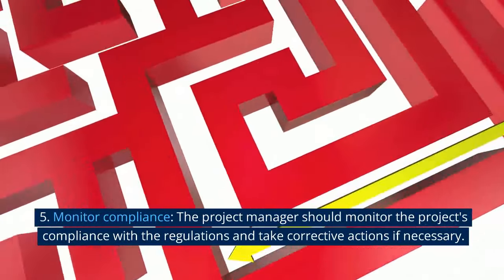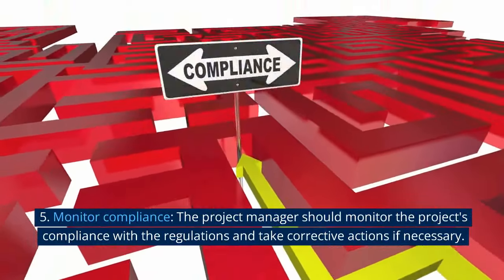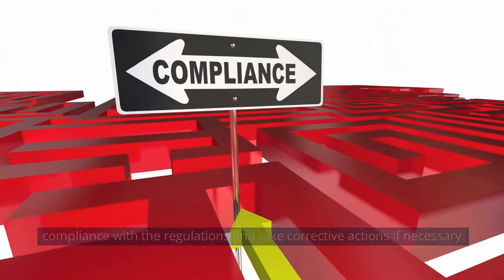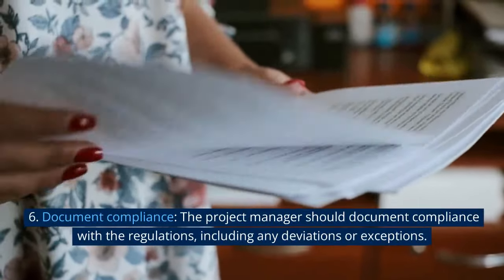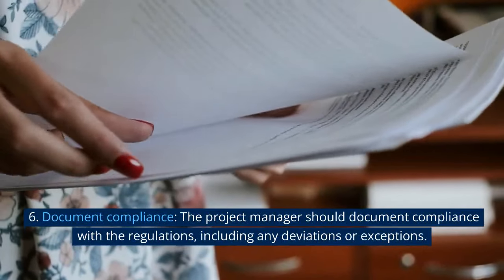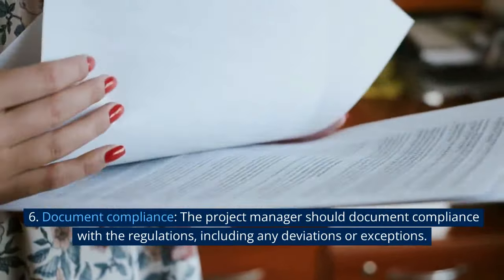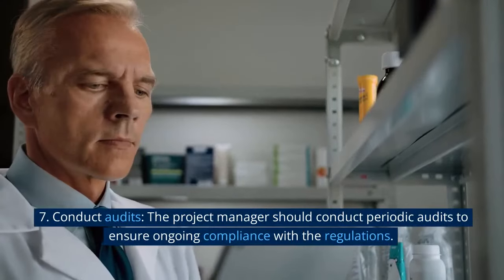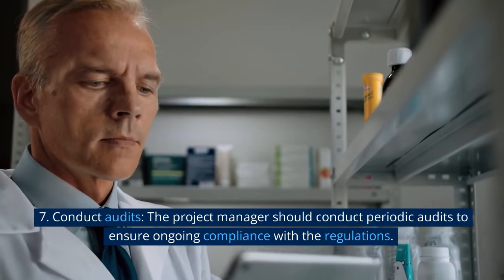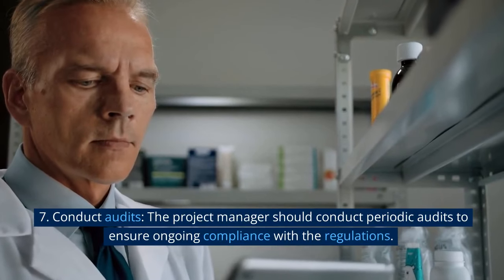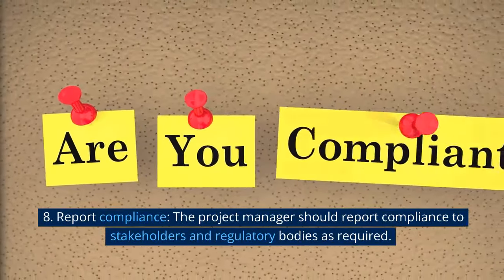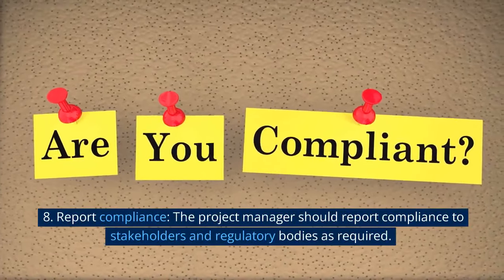5. Monitor compliance. The project manager should monitor the project's compliance with the regulations and take corrective actions if necessary. 6. Document compliance. The project manager should document compliance with the regulations, including any deviations or exceptions. 7. Conduct audits. The project manager should conduct periodic audits to ensure ongoing compliance with the regulations. 8. Report compliance. The project manager should report compliance to stakeholders and regulatory bodies as required.